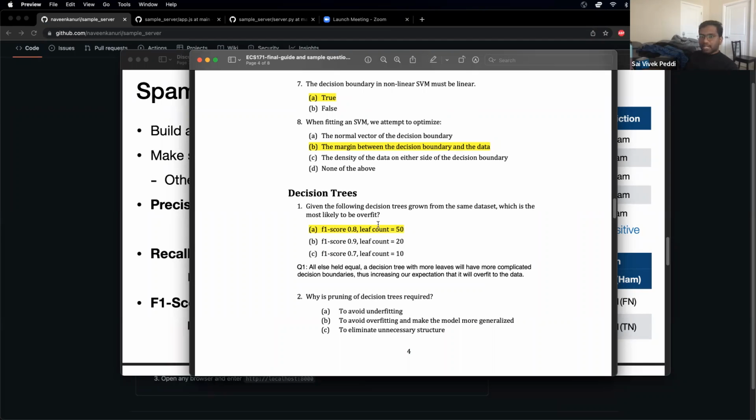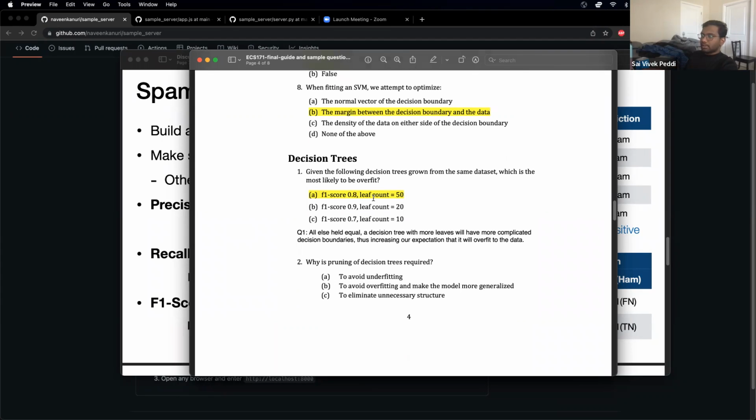Okay. If we don't have any questions, then we can move on to the next thing: decision trees. Given the following decision trees, grown from the same data set, which is the most likely to be overfit? The answer pretty much sums up everything. If the leaf count is higher, the tree can create more complicated decision boundaries, which means you're trying to overfit the data.